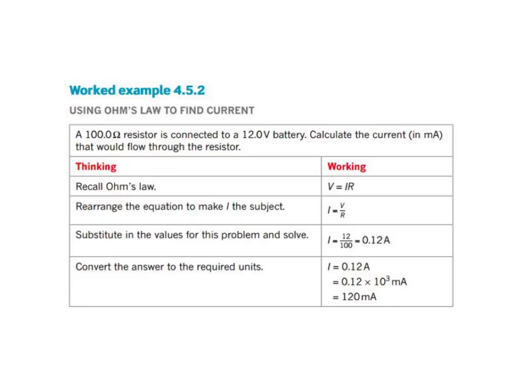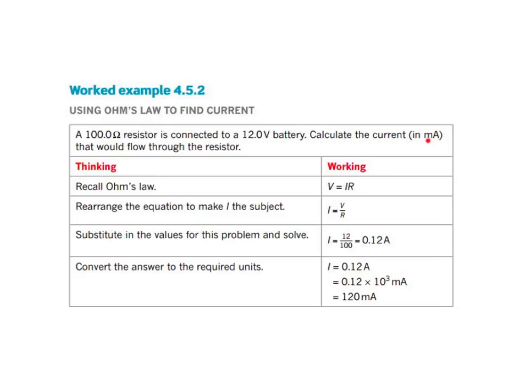Using Ohm's law now to work out current, and we want to express it in milliamps. So a 100 ohm resistor is connected to a 12 volt battery. Calculate the current that would flow through the resistor. Start with V equals IR. Rearrange to the form that we want it in, with current, the unknown, as the subject. Substitute in the value for the voltage, 12 volts divided by a 100 ohm resistor, gives 0.12 amps.